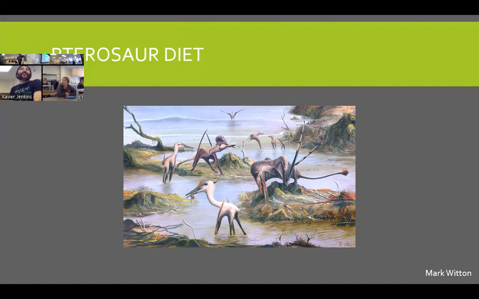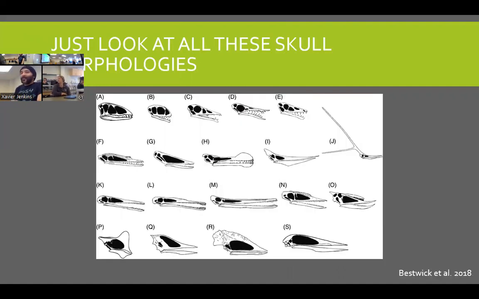And so in order to determine what pterosaurs ate and how, actually just look at all these skull morphologies. So this is pretty much the diversity of skull morphologies that you see across pterosaurs. There had to be some variation in here. These guys were clearly not all eating the same thing.